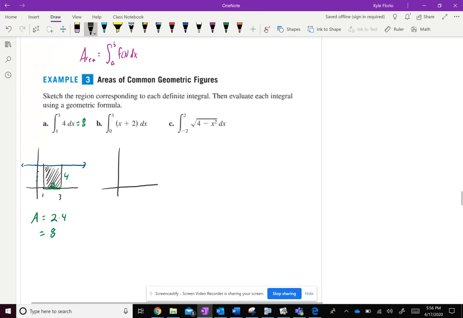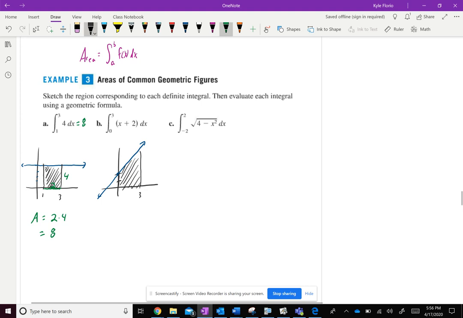So here I have the function x plus 2 from 0 to 3. So let's see. X plus 2 has a y-intercept of 2. And the slope is 1. That's just a line. So it's going to look like this. And I want to find this between x equals 0 and 1, 2, 3. So between 0 and 3, the function and the x-axis, that's this region right here.